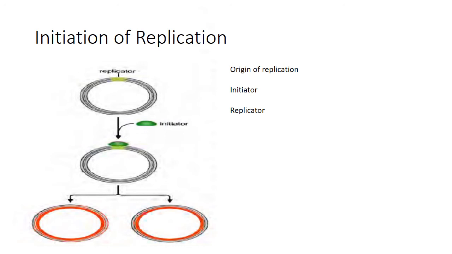Basically, initiation is very similar in prokaryotes and eukaryotes. The only difference is that initiation in prokaryotes has only one site of origin, whereas in eukaryotes there are multiple sites of origin. And always the site of origin is inside the DNA, it is never at the terminal end.